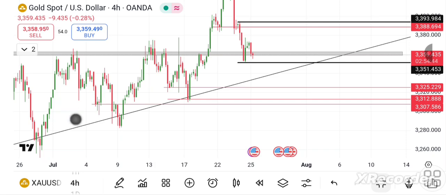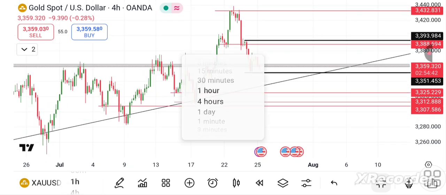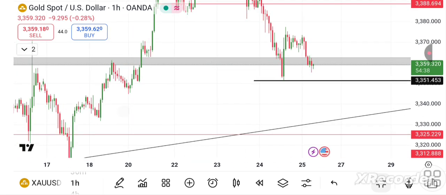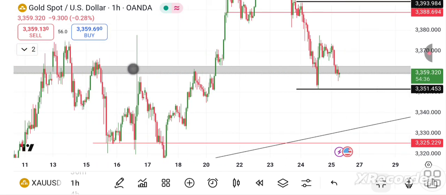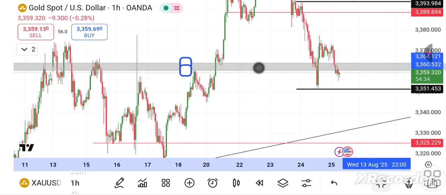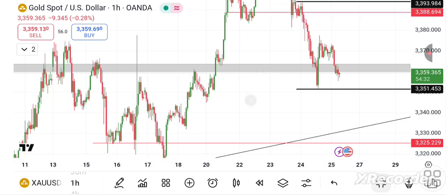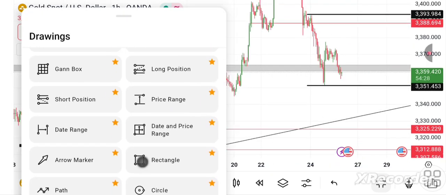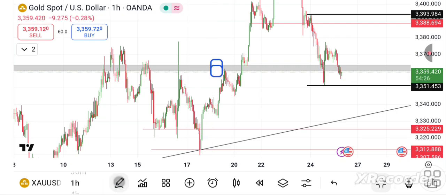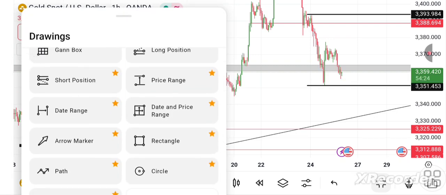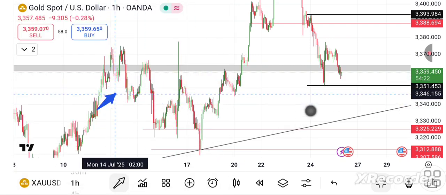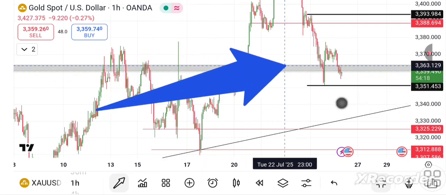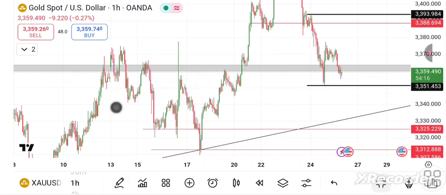So heading to the 1 hour. We are already on the 1 hour. Now you can see the 4 hour zone. That 4 hour zone that we marked, you can see it's valid. See, resistance, even in 1 hour it's being respected, you know.